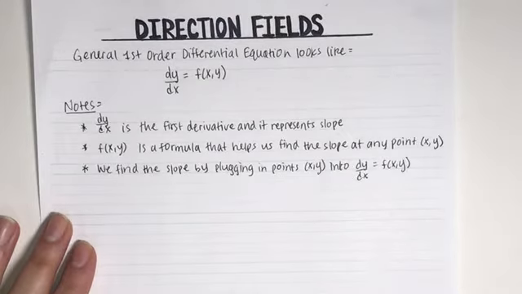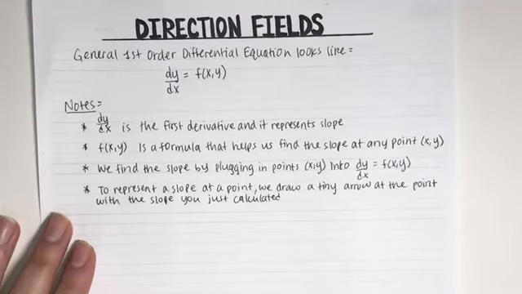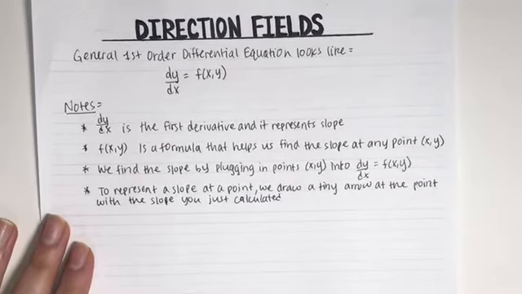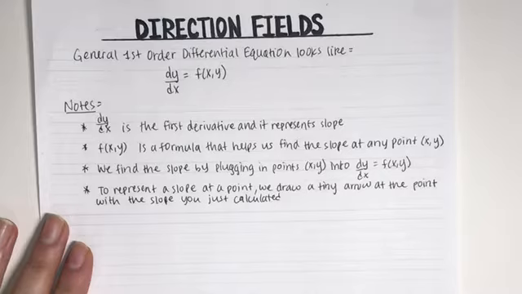We can find the slope by plugging in points x, y, so just coordinate points, into dy over dx equals f of x, y. To represent a slope at a point, we draw a tiny arrow at that point with the slope that you just calculated.